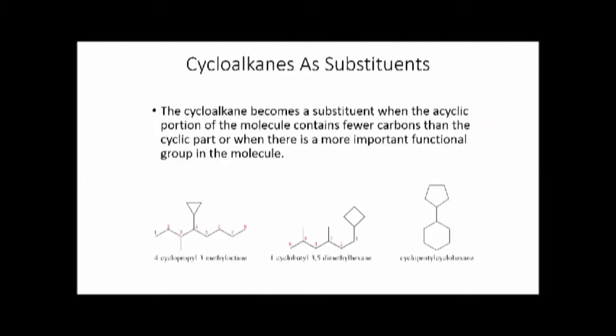Now, cycloalkane as substituents. This is a rather simpler way of naming, because if you want to have your cycloalkane as your parent chain, this cannot be it, because for example this one only has 3 carbons, while the longest chain here has 8 carbons. So of course IUPAC will prefer the longest.